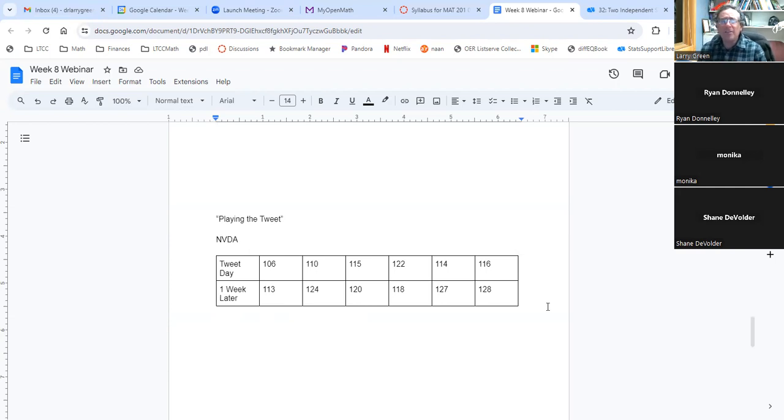So one of the things that you'll notice with this example is that this 106 is paired with the 113, because 106 was tweet day, 113 was a week later from that tweet. This 124 was not a week later from the 106. These are paired up. The 124 was a week later from the 110. Do you see how that works? Any questions on that idea?